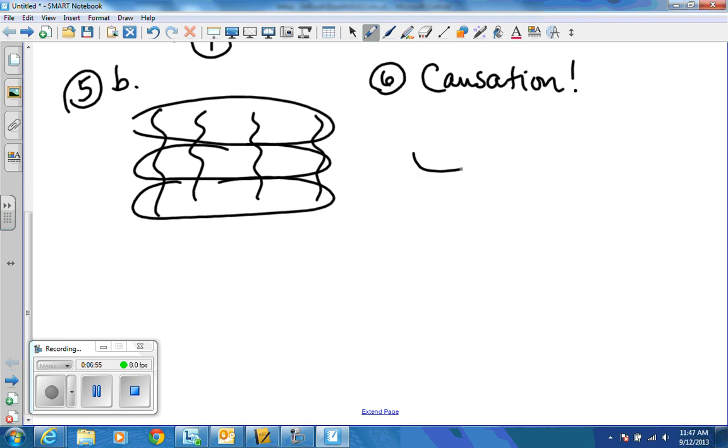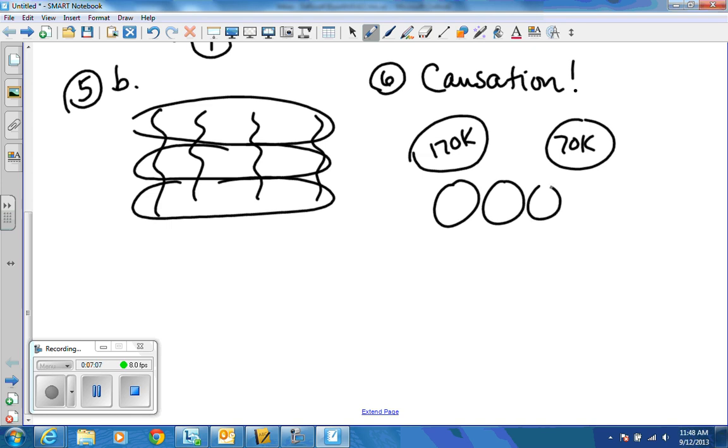You have the city of 170,000. Then you have another city of 70,000. And 4 towns of about 5,000 each. Okay? So that's kind of what's going on.